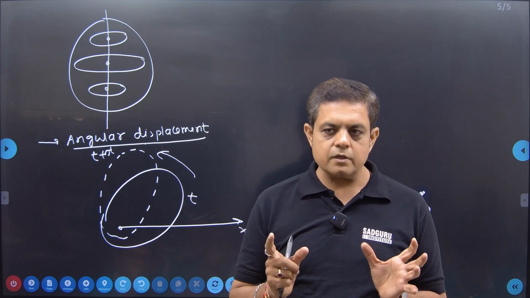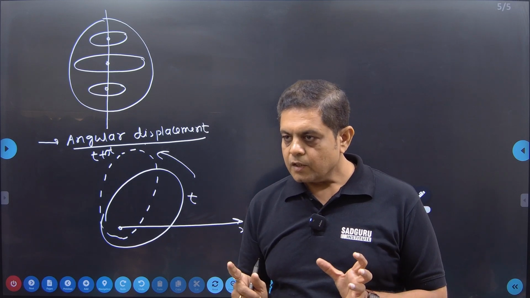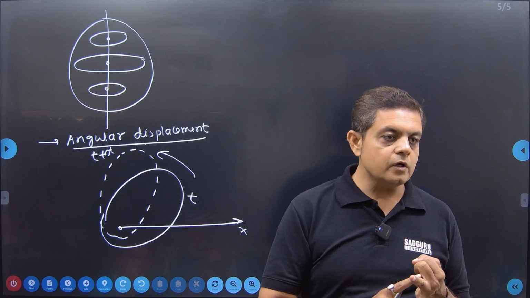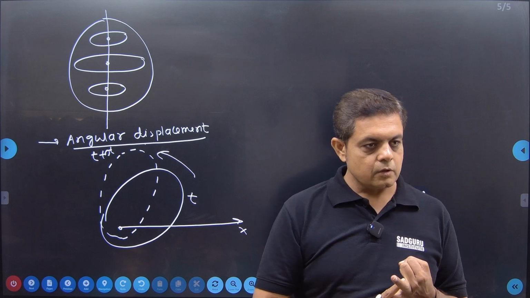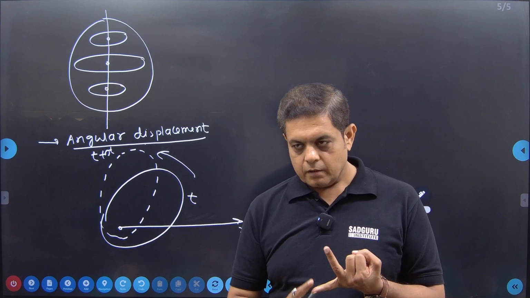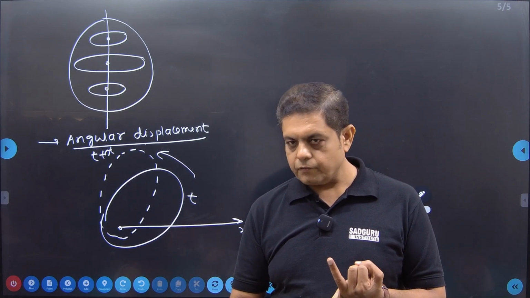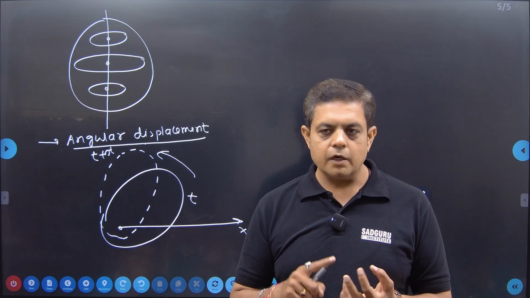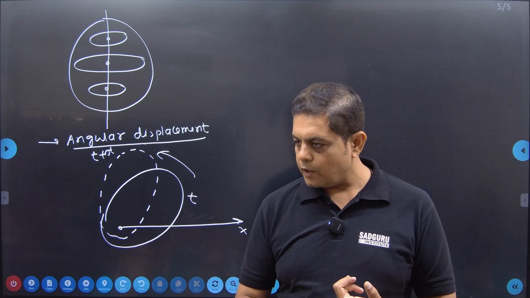So for rotational motion, one should notice that linear variables are not the same, but angular variables are the same. R, the distance, v, velocity, and a, acceleration, are different, but theta, omega, and alpha are the same.